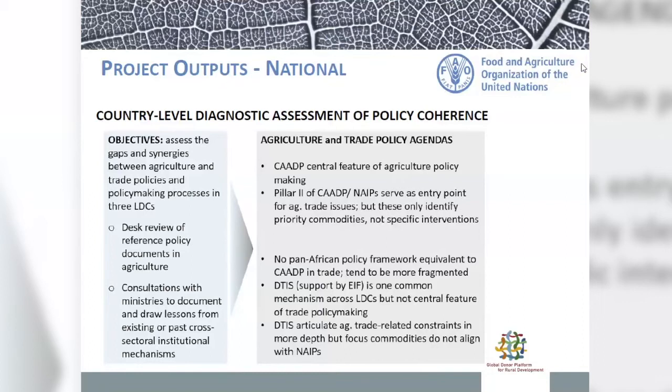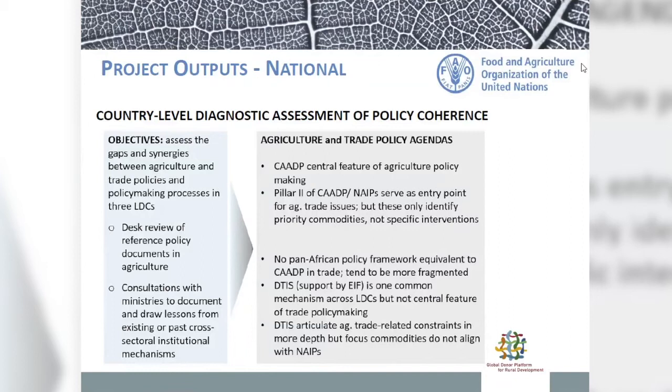However, in the case of agriculture, as many of the participants in this platform would be intimately familiar with, in agriculture in Africa there is a Pan-African framework, which is CAADP, which also is, let's say, central. It's a central feature of agricultural policy making in at least the countries in which we worked. So the national agricultural policy and the national agricultural investment plan was not only aligned to the overarching national vision, but it was also aligned to the CAADP framework.